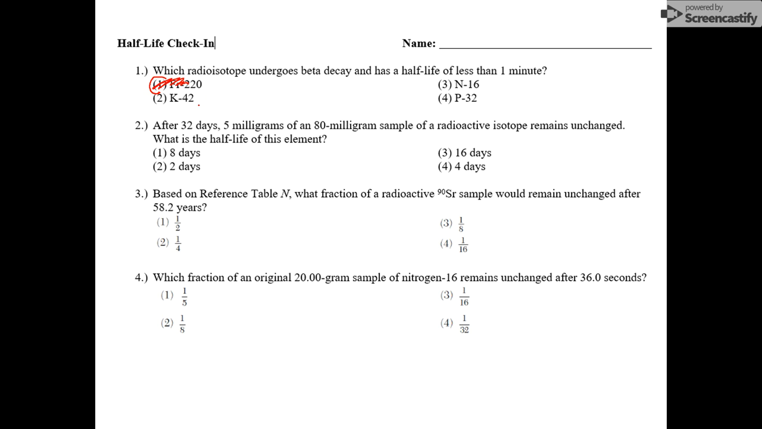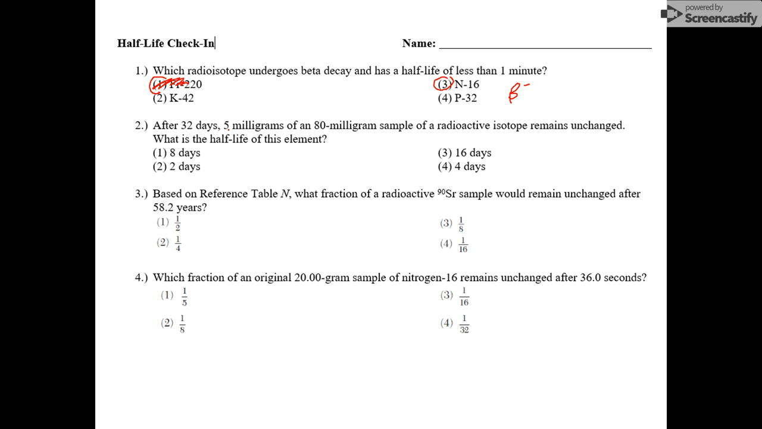Let's see. What's really short? We're looking for one that undergoes beta decay. Hey, I think I found it. Nitrogen-16. Because it has a half-life of 7.13 seconds, and it undergoes beta decay. Beta decay. That's just electrons.